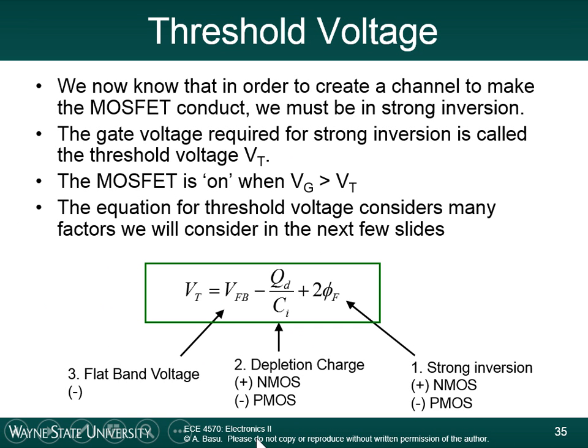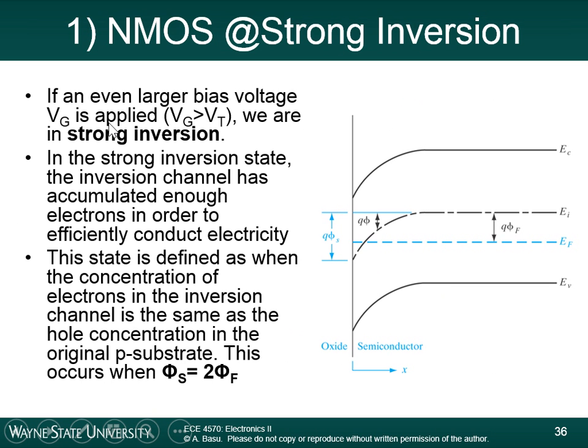So we're going to go through each one of these terms to see how each one affects the threshold voltage and where it comes from. So the first term here is the NMOS at strong inversion.